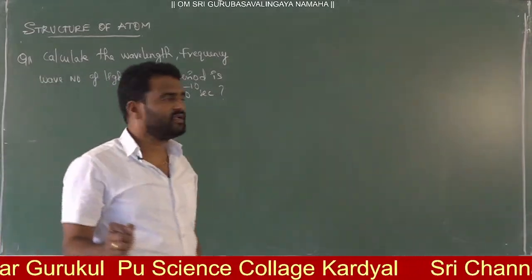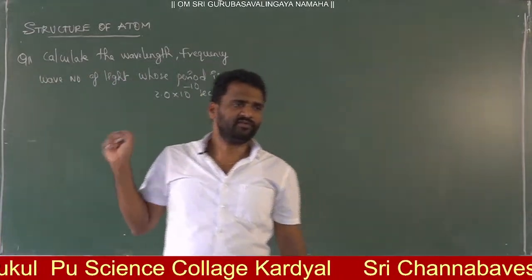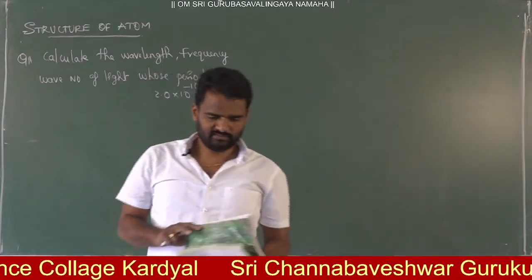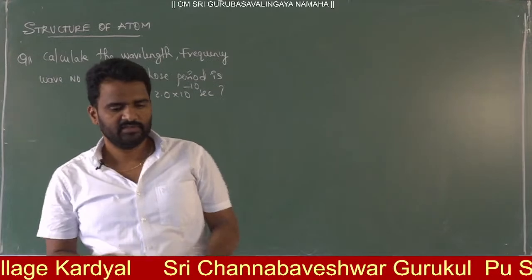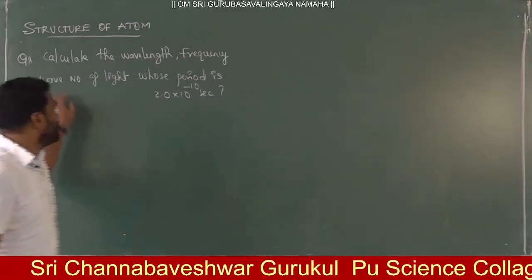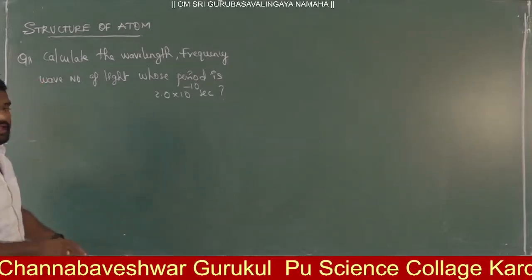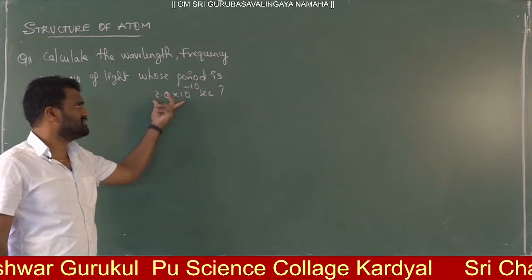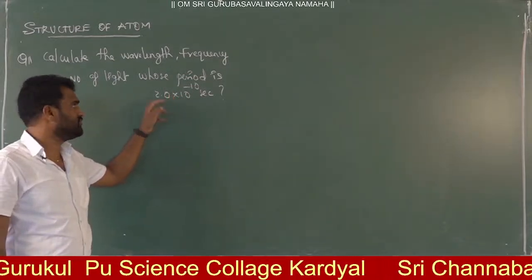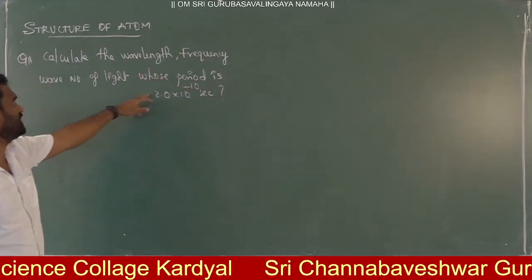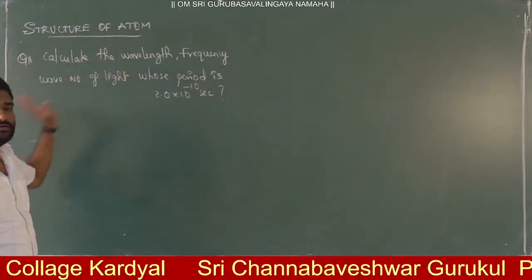Here we have one word, period. What is the meaning of period? Period means time period. So what they are asking here is, we have one light whose period, that is the time period, is given as 2 into 10 power minus 10 seconds. And now we have to calculate wave number, wavelength and frequency.